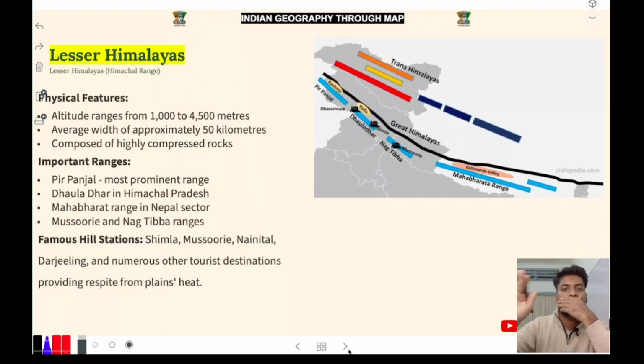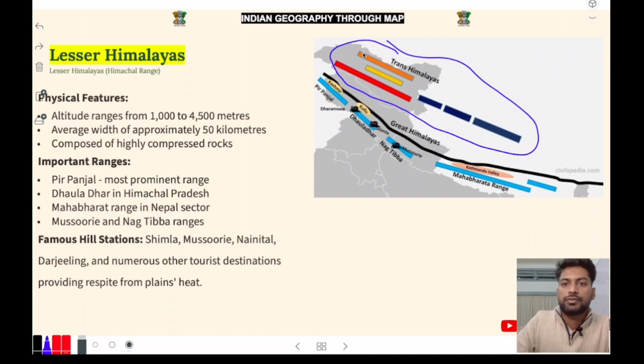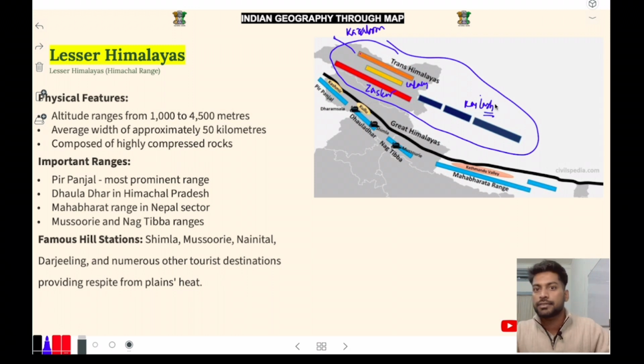Now Lesser Himalaya, now you can understand better. Dekho, as we are drawing, this one is your Trans Himalaya. The first part of Trans Himalaya is your Karakoram. Then this one is your Ladakh, this one Zaskar, and this one Kailas. Trans Himalaya has 4 parts: Karakoram, first part; second, Ladakh; third, Zaskar; and fourth, your Kailas.